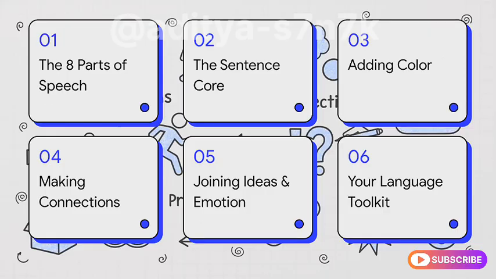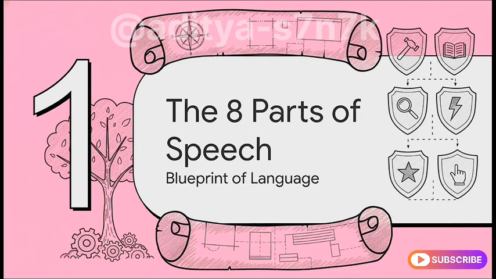All right, so here's our game plan. We're going to start with the big picture, the whole shebang. Then we'll get right into the heart of every sentence. After that, we'll start adding some color and detail, the fun stuff. We'll look at how to connect ideas and even how to pack a punch with pure emotion. By the time we're done, you are going to have your very own complete language toolkit. Okay, let's get started with the master blueprint.